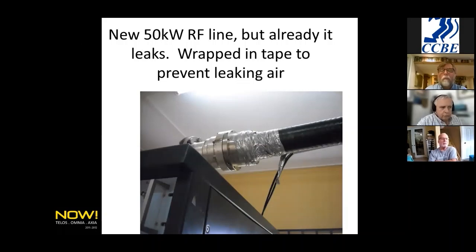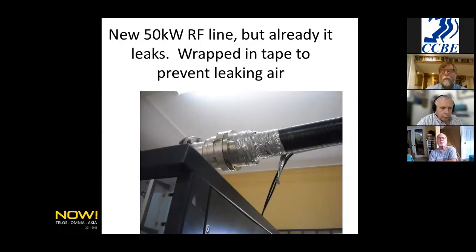This was a new 50 kilowatt RF line, but it was not assembled properly and it started leaking. So wrapping tape to prevent leaking air, yeah, it might work, but it's just a temporary fix. What they ended up doing in this case was they came in and disassembled the entire connector and found that the O-ring had been crushed, and that was what was allowing air to leak out.